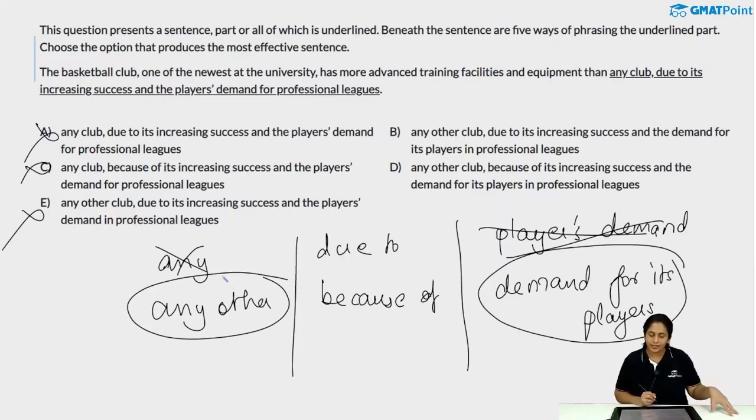So essentially, now it boils down to the choice between due to and because of. Now, due to is basically used when we are modifying a particular noun phrase, and it has to be close to that as such. So the attendance was low due to the rains, or the attendance was low due to the snowstorm.